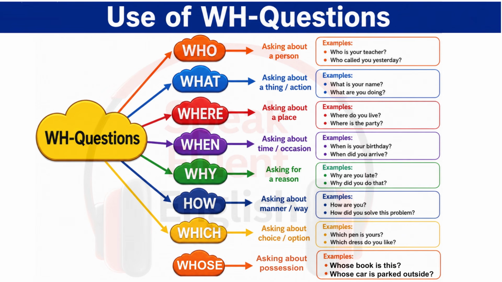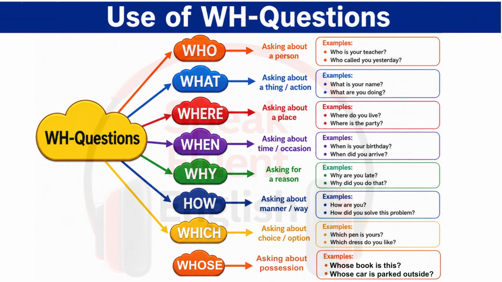Next, what. We use what to ask about a thing, action, or information. For example, what is your name? What are you doing? What do you want to eat? And what happened yesterday? It helps us ask about things and actions.